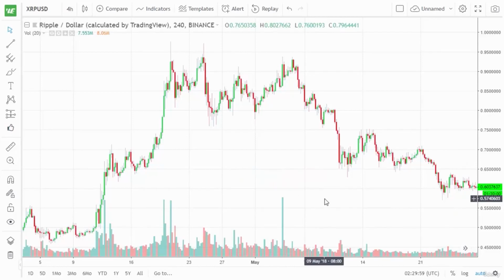Well, there's a couple different ways you can go about it, but in the Ripple 4-hour chart here, I have an example of a double top, and you can see that price reached up here to about 97 cents and rolled over.